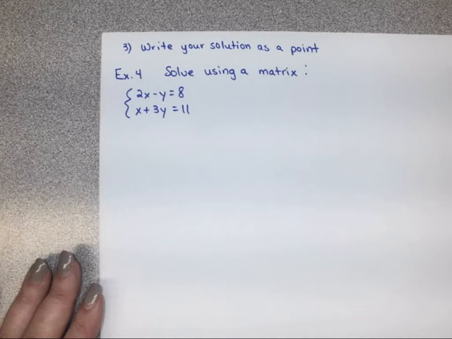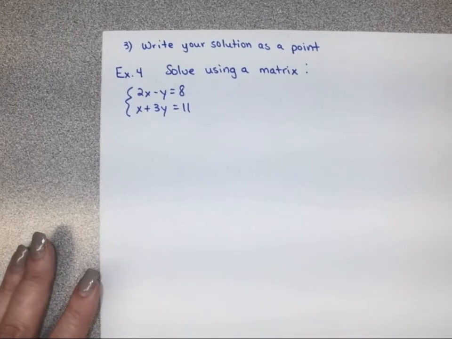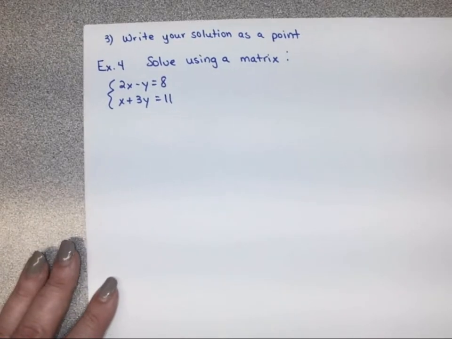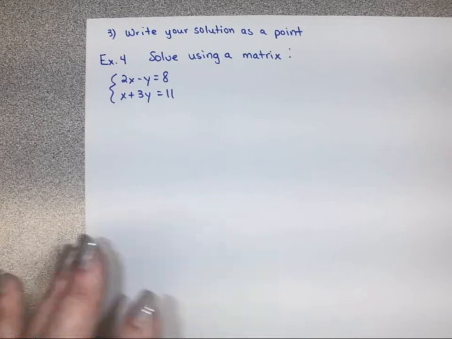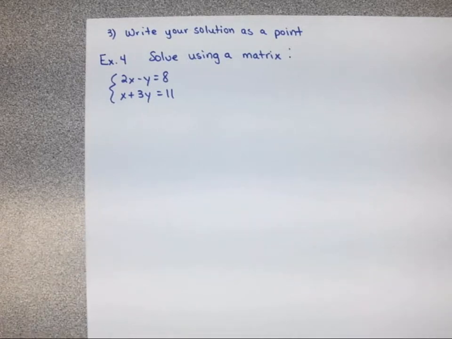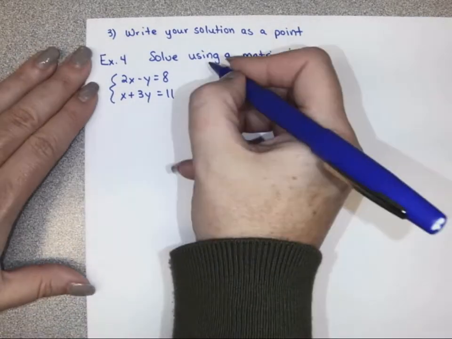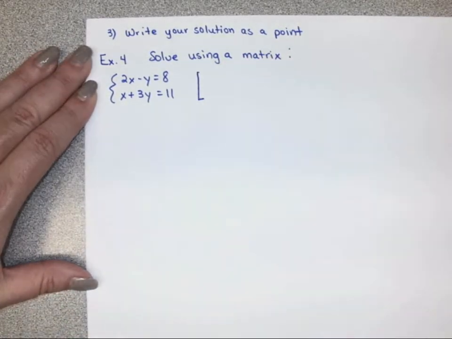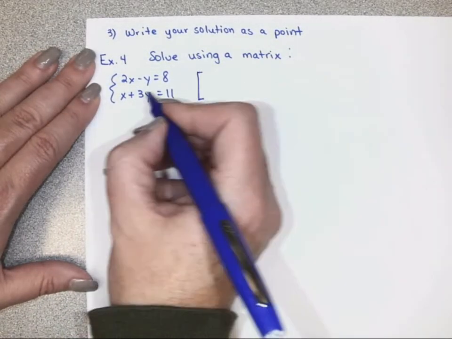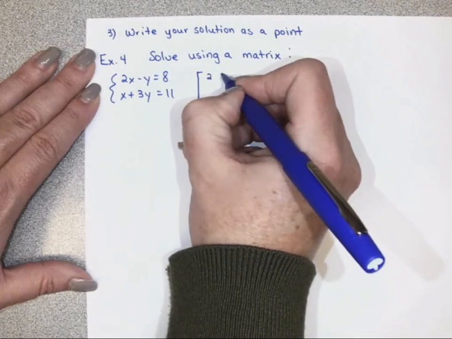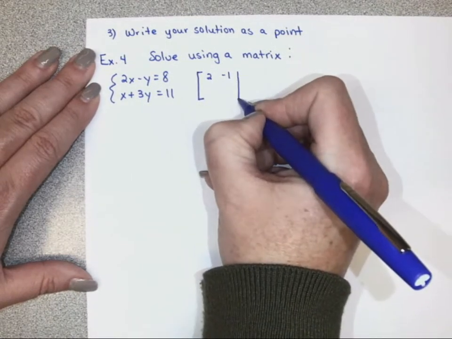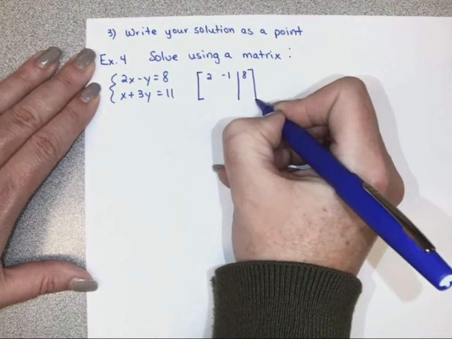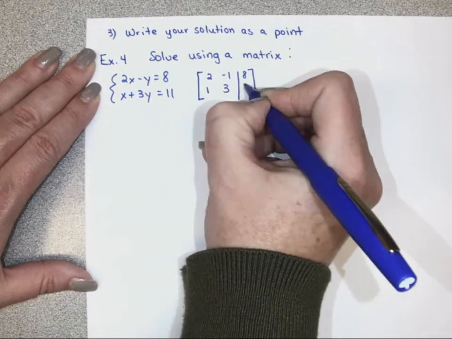All right, so let's say I told you to solve this as a matrix. By the way, what are we looking for in general if I asked you to solve this using a matrix? I'm looking for the points that they have in common, right? That's what I'm looking for, an x and a y. Okay, and I'm going to write my answer as a point. So the first thing I'm going to do is just write this as a matrix, right? So how could I write the first row? 2, -1, and then we put a bar, remember, and then 8, and then 1, 3, 11.